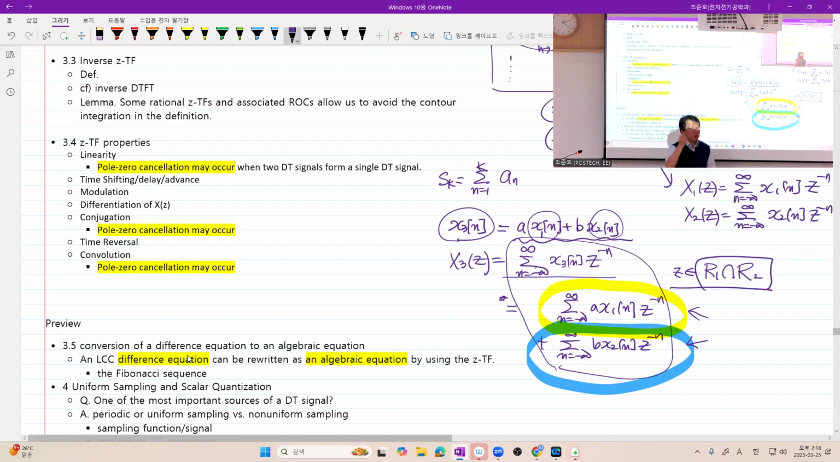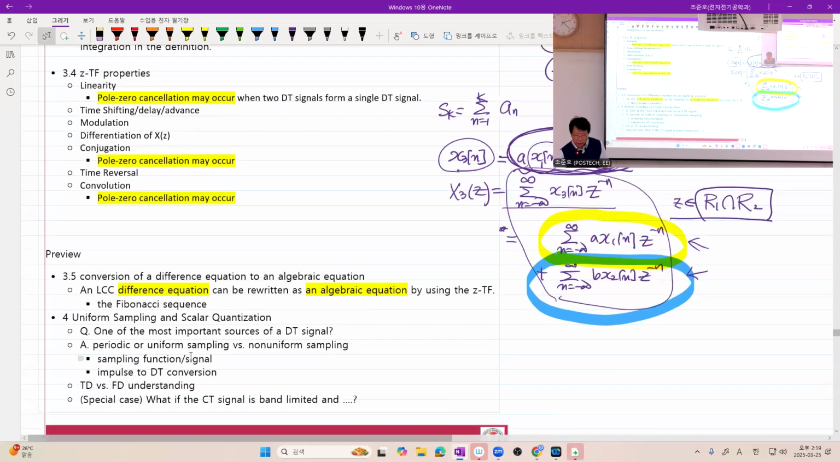However, whenever you cancel some factor in the numerator and denominator, you must check whether it's 0 or not. If it is not 0, you can cancel. And then what happens? Usually, the region of convergence increases. Why? Because your new sequence gives you that one. And we've seen something interesting, not only here, but we will see in section 3.5.